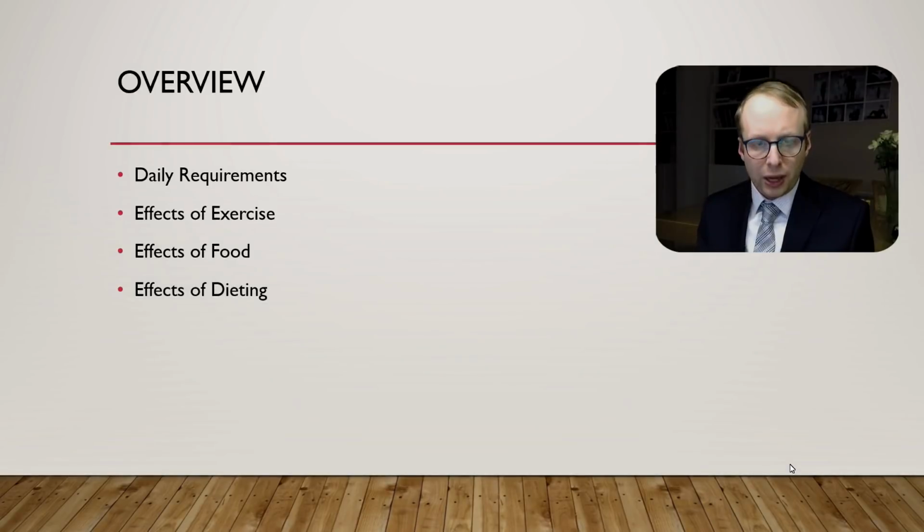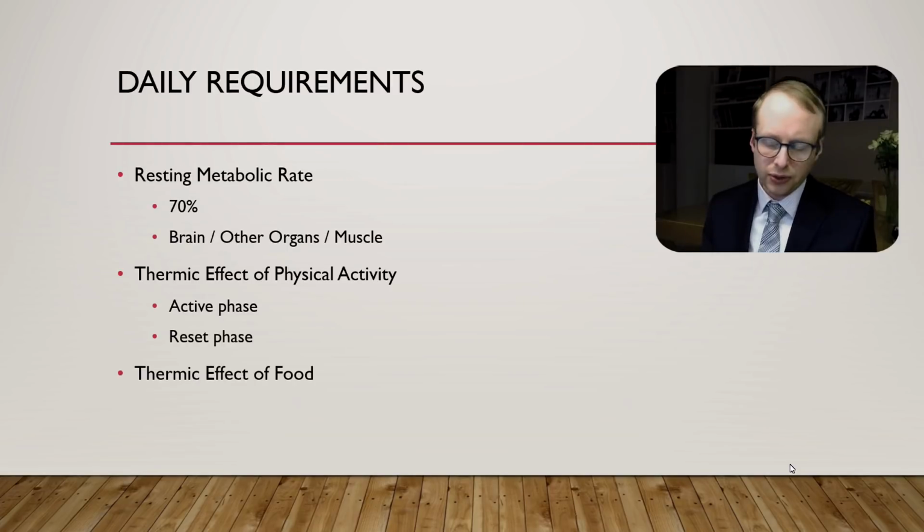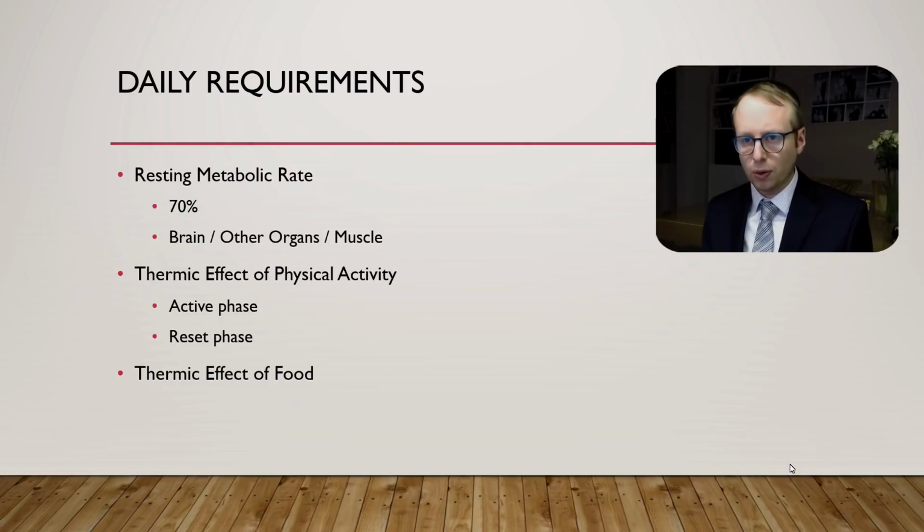explained. By way of overview, I'm going to be talking about the daily requirements of caloric intake, the effects of exercise, the effects of food, and how this all integrates with dieting. Let's talk about our daily requirements. Of course, we have our resting metabolic rate. This is about 70% or so of our total caloric requirements, and this is reflective of our brain's requirement to suck in energy, our other organs, for example, our liver, our muscles, and so on.